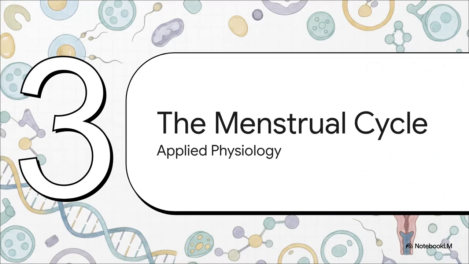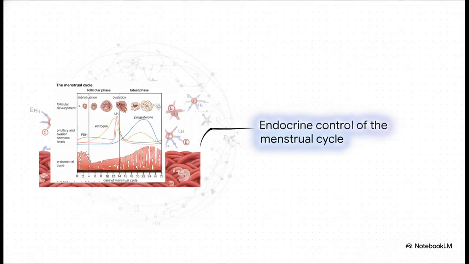All right, moving on to part 4, inside the menstrual cycle, looking at applied female physiology. Now, the crucial point here is understanding how to read this absolute masterpiece of biological choreography. When we think about the endocrine control of the menstrual cycle, it's all about timing.